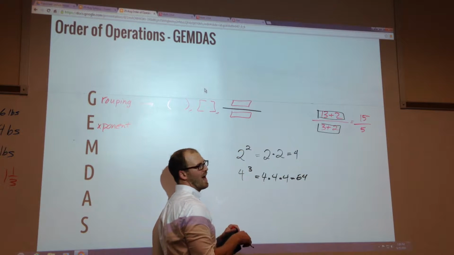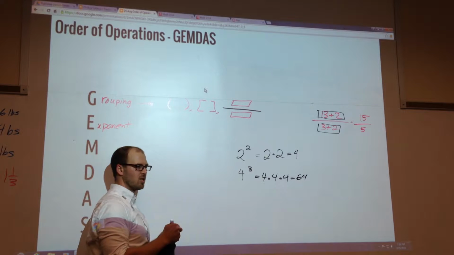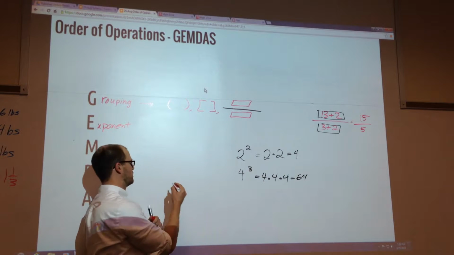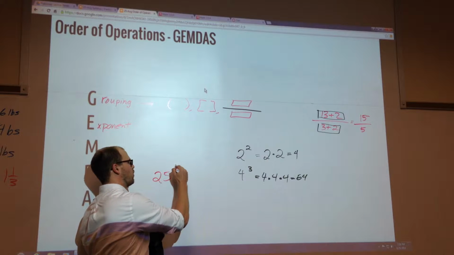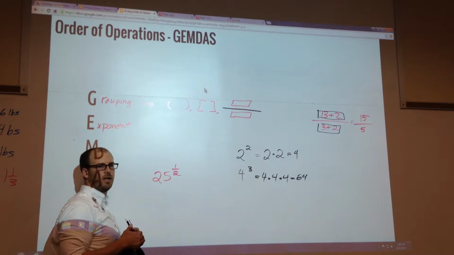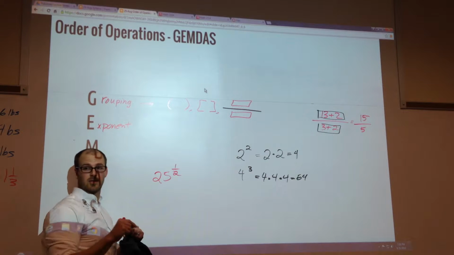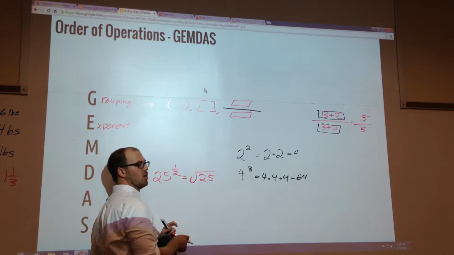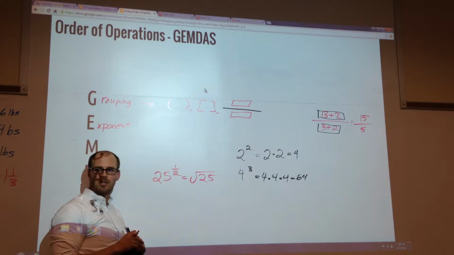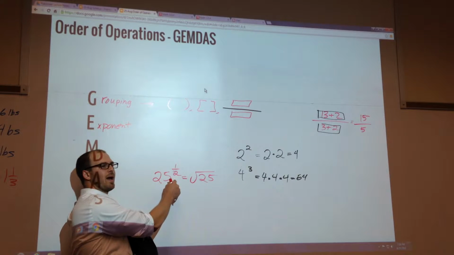Okay? What happens if you have an exponent that's not a whole number? Let's say 25 is raised to the 1/2. Any idea how to do that? Lorraine is correct. This is completely equal to the square root of 25. For right now, the only fractional exponents you're going to see are 1/2.